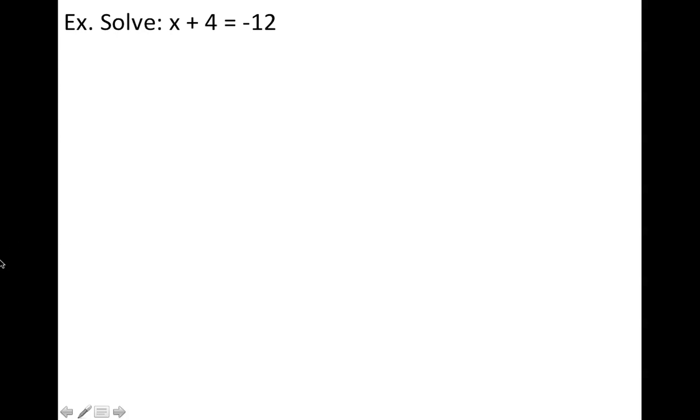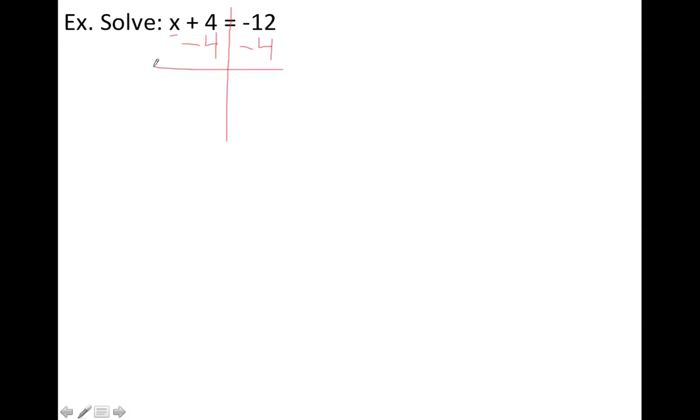So our first one, very simple, x plus 4 equals negative 12. If it helps you, draw your line down your equal sign. And we need to solve for x. That means we need to get x by itself, and it's being added by 4. So the opposite of addition is subtraction. So we subtract 4 to get rid of it. But if we do that on the left, we also have to do that on the right. We subtract 4 on the right-hand side.